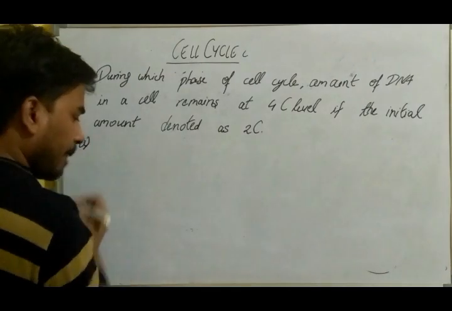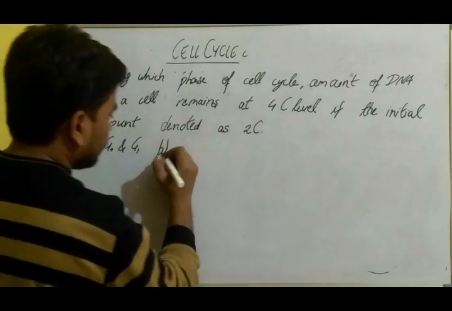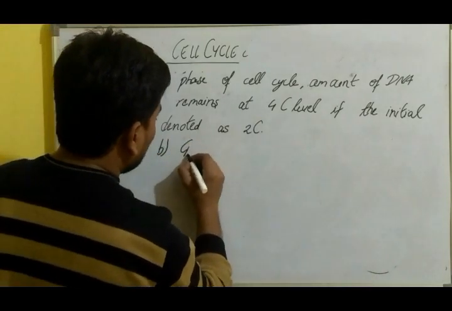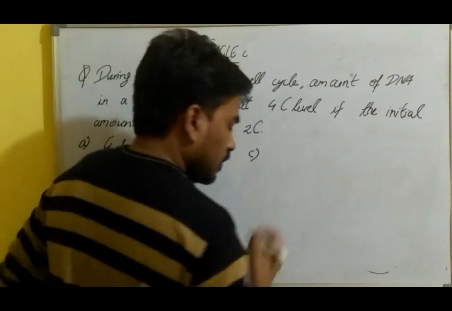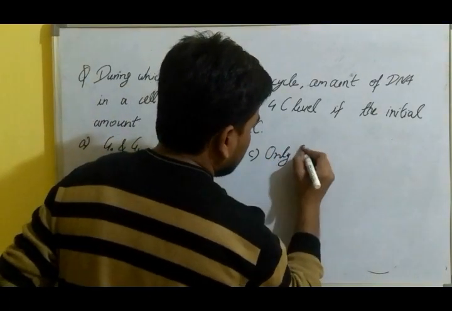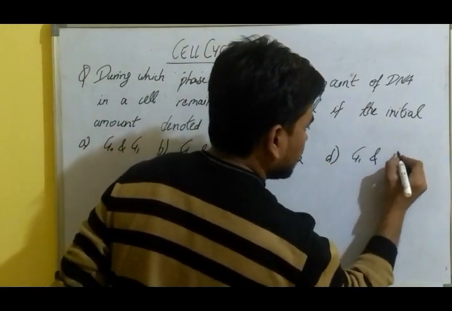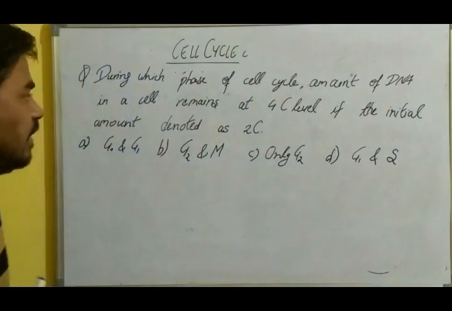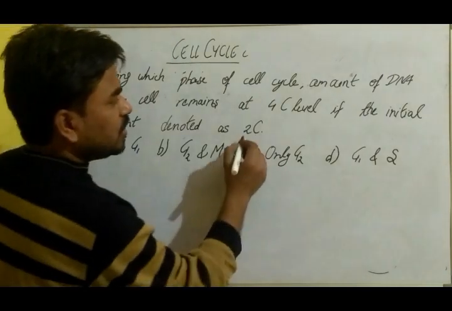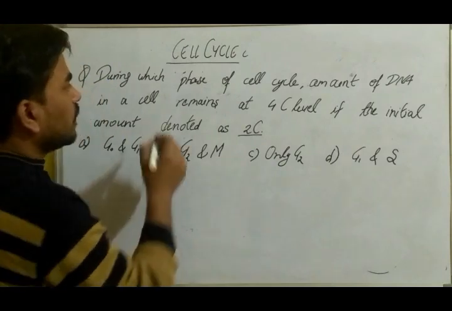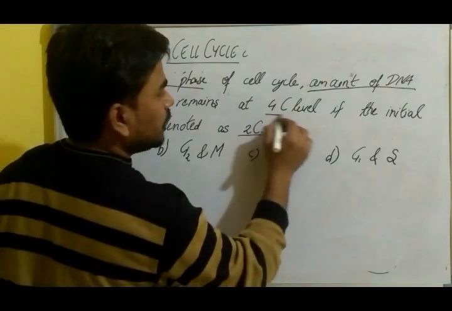Option A, G0 and G1. Option B, G2 and M phase. Option C, only G2. Option D, G1 and S. So what the question says is, if initially the amount of DNA is 2C, in which phase will the amount of DNA become double, that is 4C?